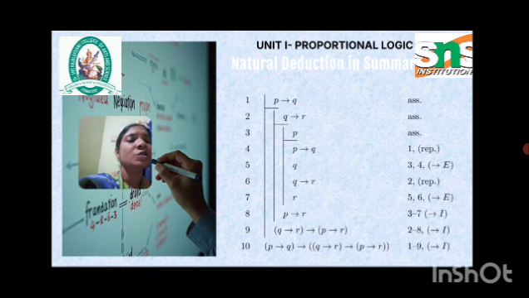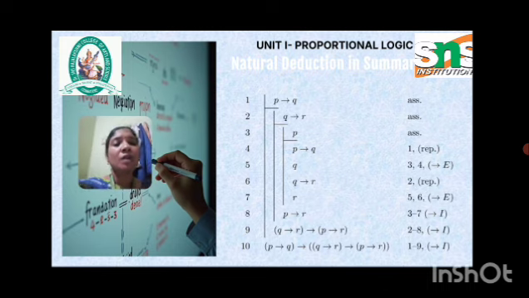Then in the fifth step, we have introduced Q implies R. We will repeat the process. Then in the seventh step, we will eliminate the process. In the eighth step, we will be proving P implies R, introducing. Then the next step, we are giving Q introduction, Q implies R and P implies R. And finally, we will introduce the condition, that is P implies Q, Q implies R, then P implies R.